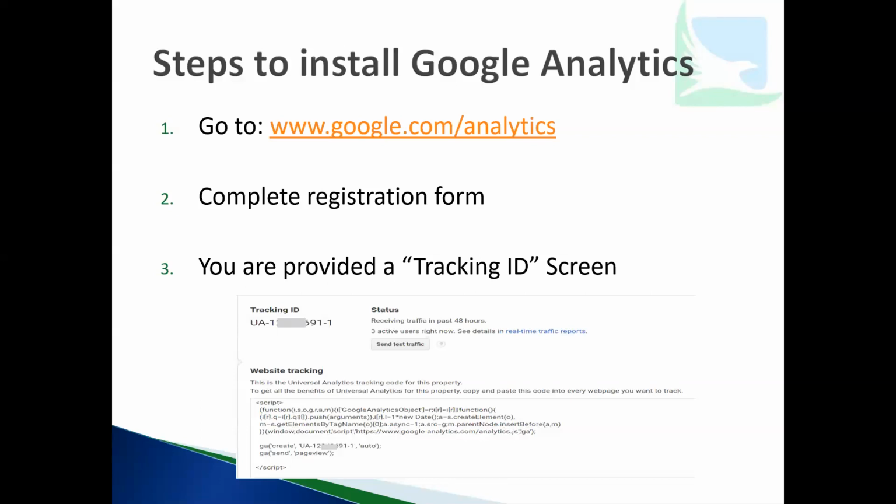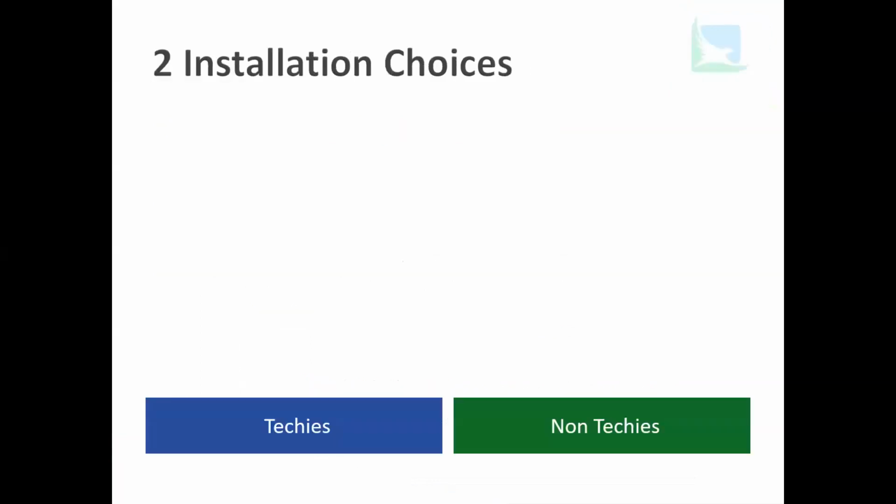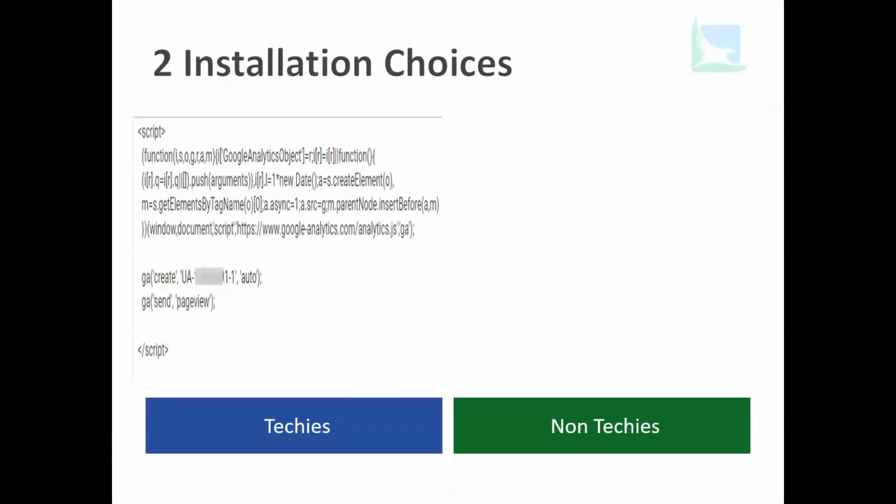So I'll go through the installation again. The first thing you do is you go to google.com/analytics, and there'll be a registration form that you just fill in. When you've submitted it, Google's going to give back what's called a tracking ID. When it comes to installing Google Analytics, you have two choices. They will give you what's called JavaScript, and your developers or webmasters will know what that's for. This code needs to be installed on every single page of your website.